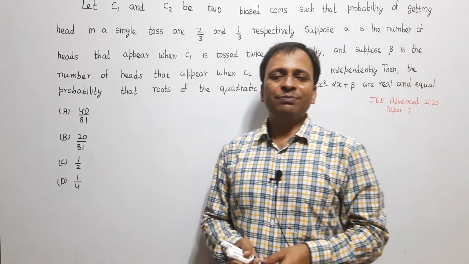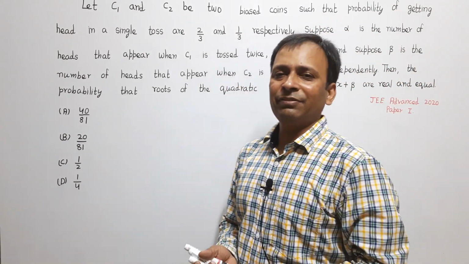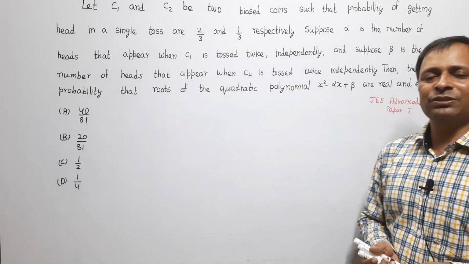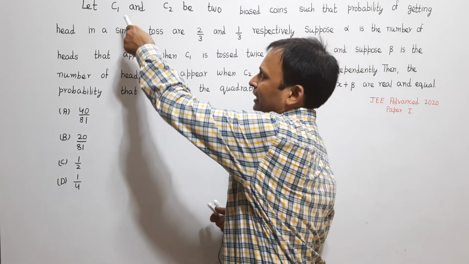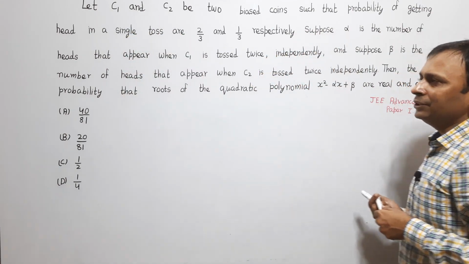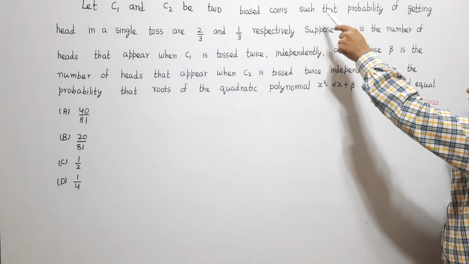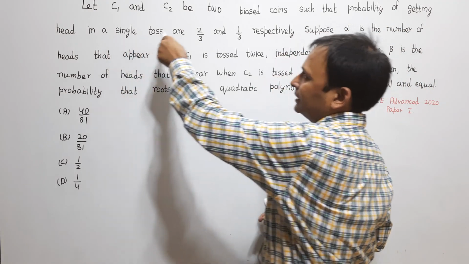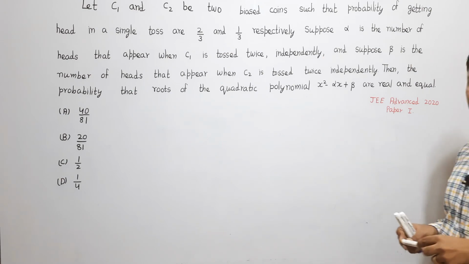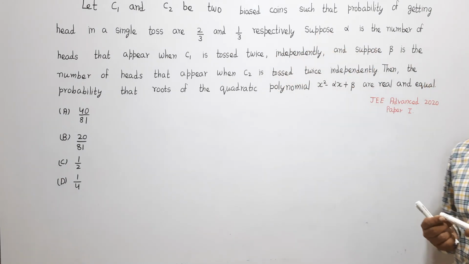Let's take this problem which has been asked in JEE Advanced 2020 paper 1, and the question is related to the topic probability. The problem is, let C1 and C2 be two biased coins such that the probability of getting head in a single toss are 2 by 3 and 1 by 3 respectively.